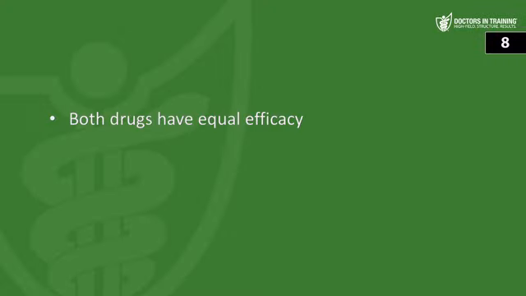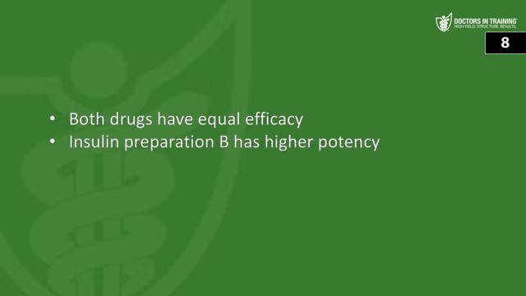Efficacy is the reflection of maximal effect a drug can produce. Both of these drugs lower the blood glucose by the same amount. That means that both drugs have an equal efficacy. But for potency, you have to look at the amount of drug required to produce the same effect. And since it takes less of insulin B to achieve the same maximal effect, we say insulin preparation B has a higher potency.